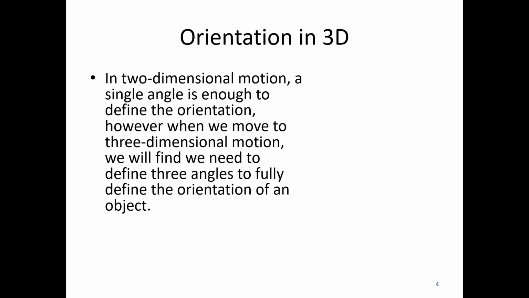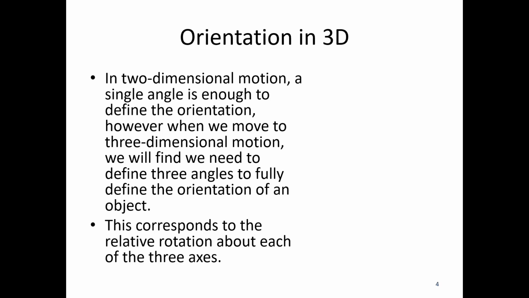So in 3D, so in two-dimensional motion, a single angle is enough to define the orientation. We're going to have theta, we go clockwise or counterclockwise from some zero angle. However, when we move to three-dimensional motion, we'll need to define 3 angles to fully define the orientation of an object. It corresponds to the relative rotation about each of the 3 axes. So if we're in 3D, we have X, Y, and Z rotations.